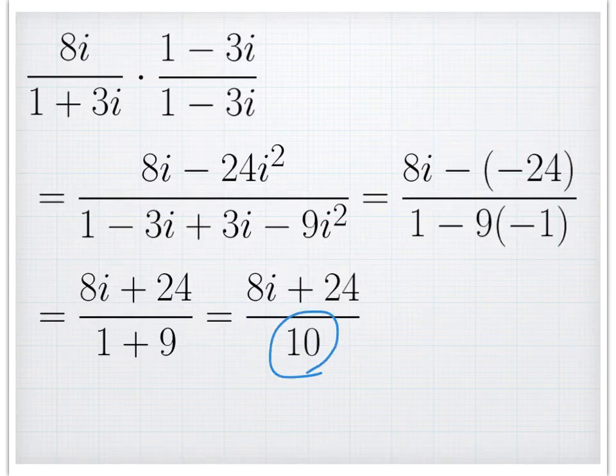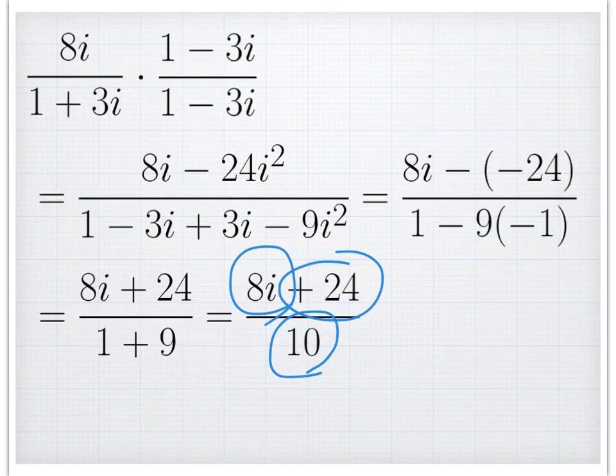So in the numerator, subtracting -24 is the same as adding 24. And that 8i came along for the ride the whole time. So we have 8i plus 24 in the numerator all over 10. Are we done? Should we be done? No, there's actually one more thing we can do.